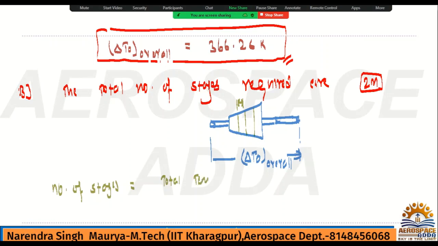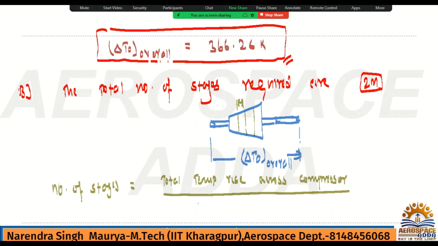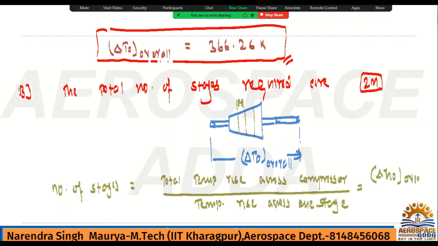temperature rise across the compressor divided by temperature rise across one stage. Okay, so this can be in terms of enthalpy also. You can write delta T, delta H naught, overall divided by delta H naught for the one stage. The same formula you can write.